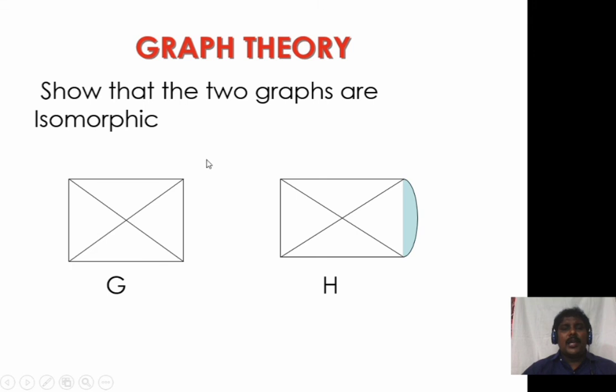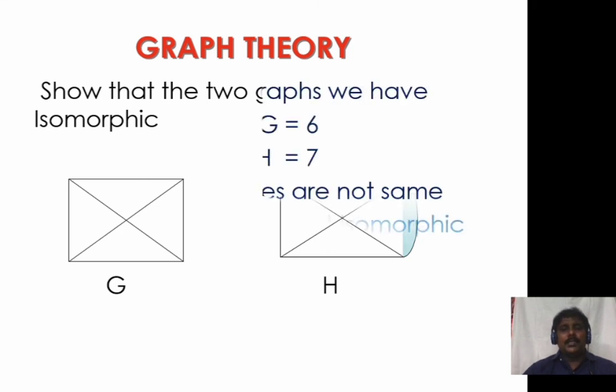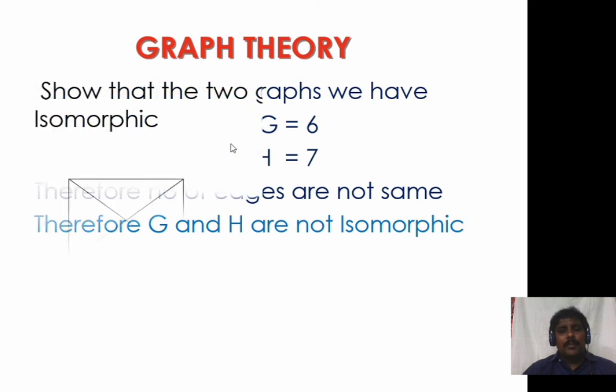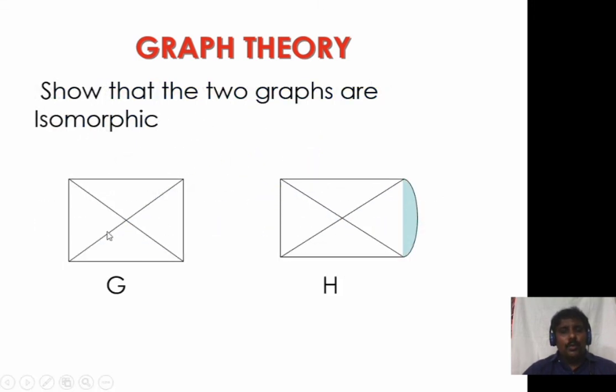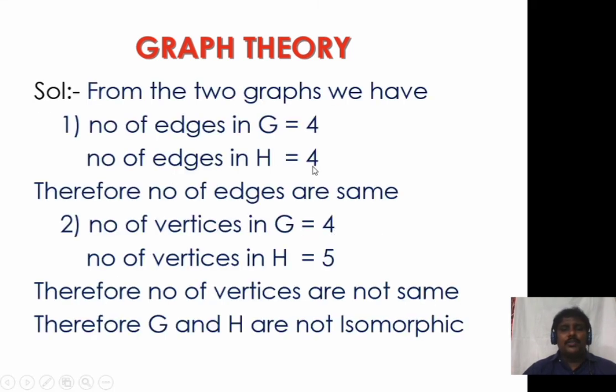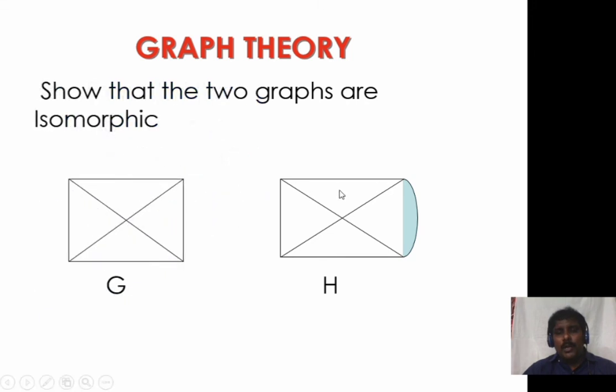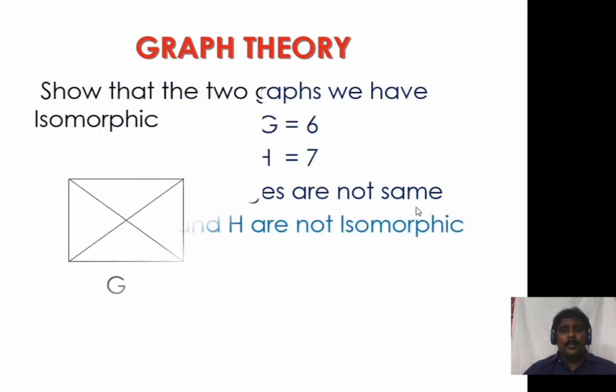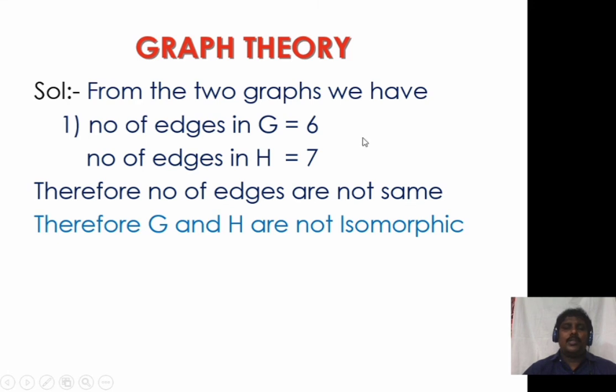Next diagram. In this diagram, show that the two graphs are isomorphic. First I will check whether the vertices are equal or not. Next I will consider the edges. The number of edges in G is 6: 1, 2, 3, 4, 5, 6. The number of edges in H is 4: 1, 2, 3 and 4. So the number of edges is not the same, and the two graphs are not isomorphic. So by seeing the first conditions only, we can decide whether the two graphs are isomorphic or not.